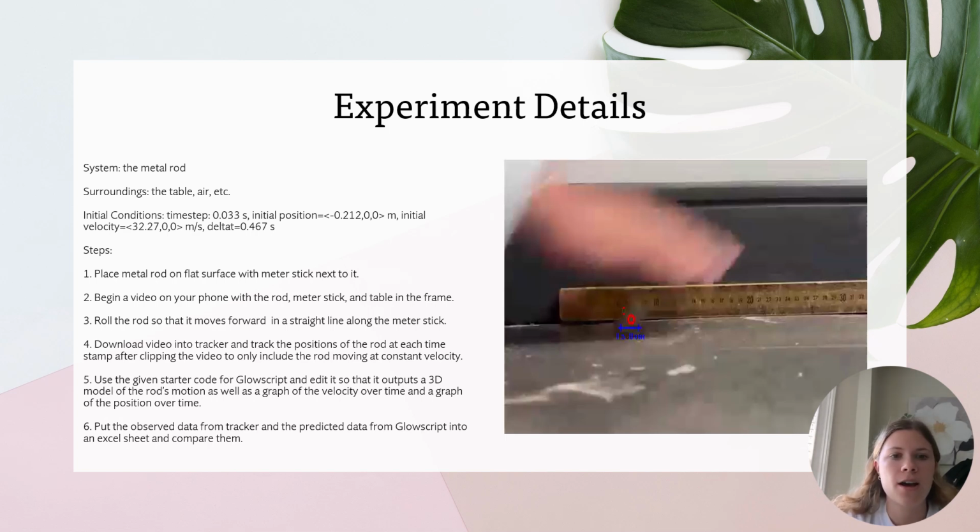Initial conditions: the time step was 0.033 seconds, and this was the time step between frames of the metal rod moving in Tracker. The initial position was negative 0.212 meters in the x direction, the initial velocity was 32.27 meters per second in the x direction, and that was constant the whole time. And then delta t, which was the total time of the video, was 0.467 seconds.